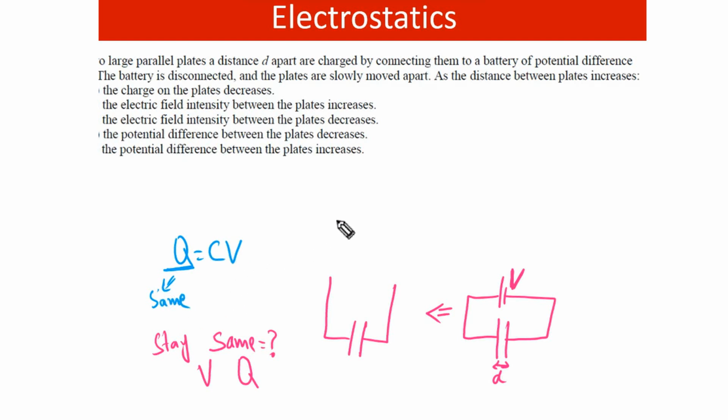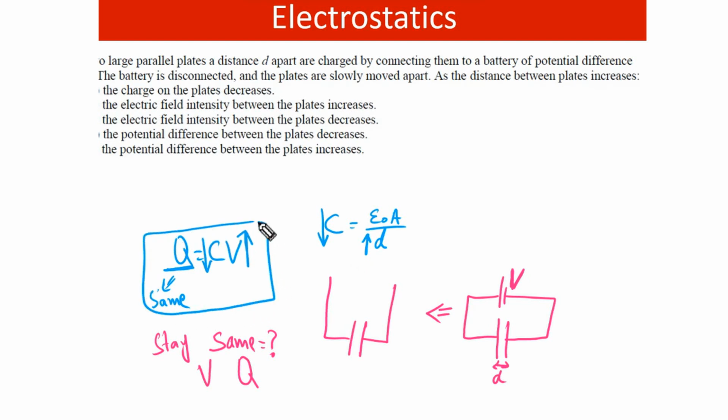Now we need to have a look at the capacitor. Okay, excellent. So capacitance is equal to epsilon A over D. Actually, we will discuss these concepts in next class. When D increases, C will go down. If this goes down, V has to go up. So you need to understand V will go up.